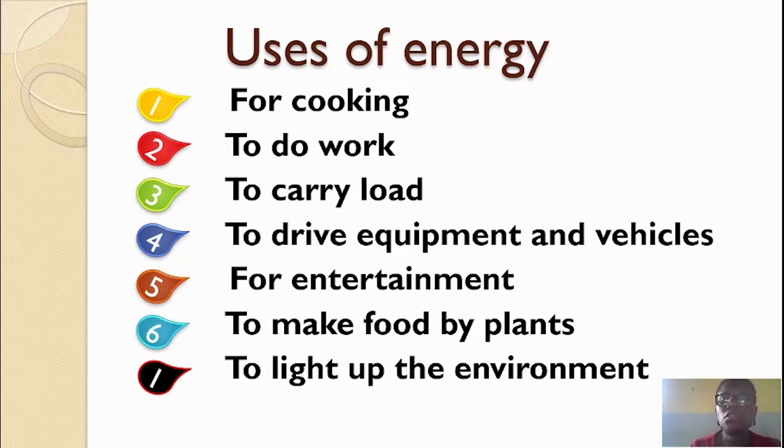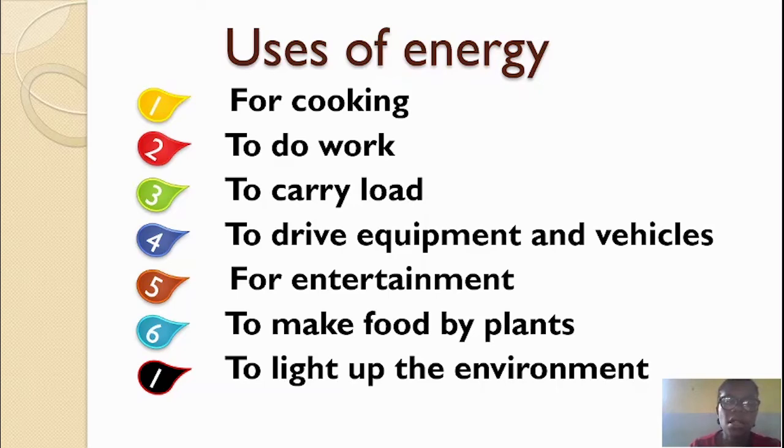Another use of energy is to do work. Then the next one is to carry load. 4, to drive equipment and vehicles. 5, for entertainment. So can you tell me what type of energy you use for entertainment? Remember when I was talking about the sound energy, the use of tambourine, trumpets, and so on. They help to produce sound, which helps to entertain us.